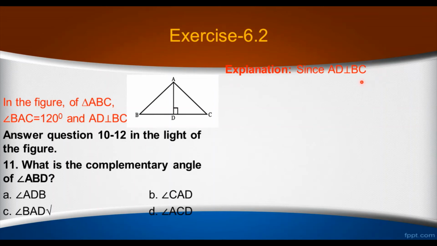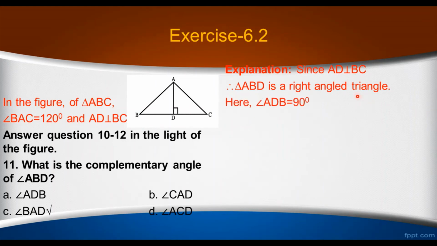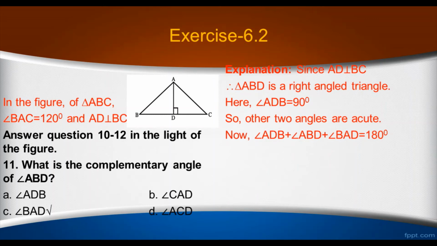Since AD is perpendicular to BC, therefore triangle ABD is a right angle triangle. There is no confusion. Here angle ADB equals 90 degrees. So the other two angles are acute. Now angle ADB plus angle ABD plus angle BAD equals 180 degrees. As you know, the sum of the three angles of a triangle equals 180 degrees. Already you have learned about this.